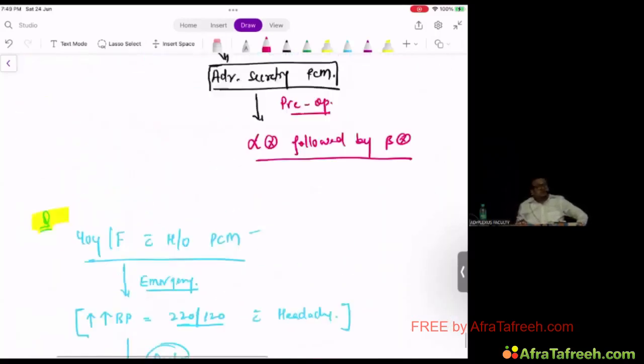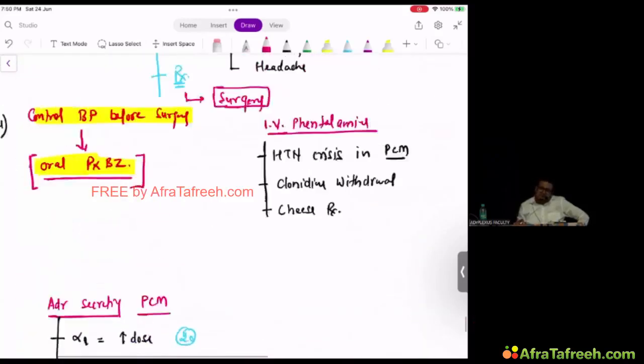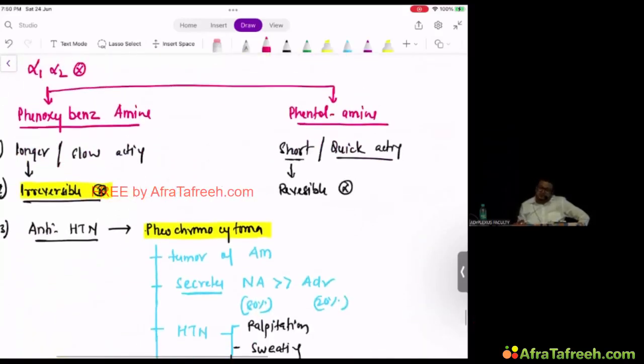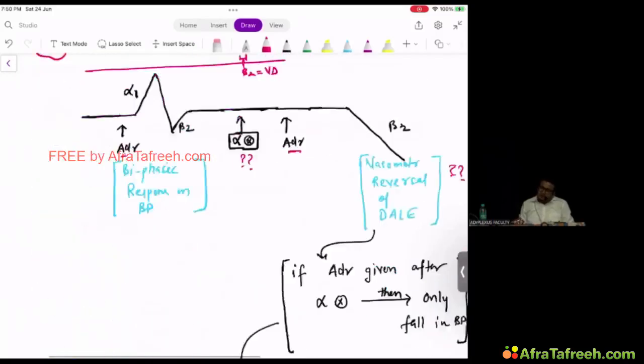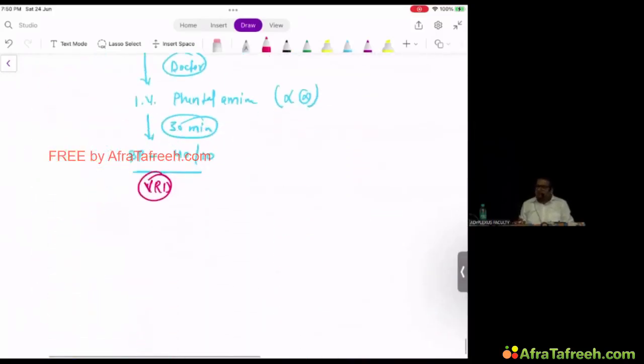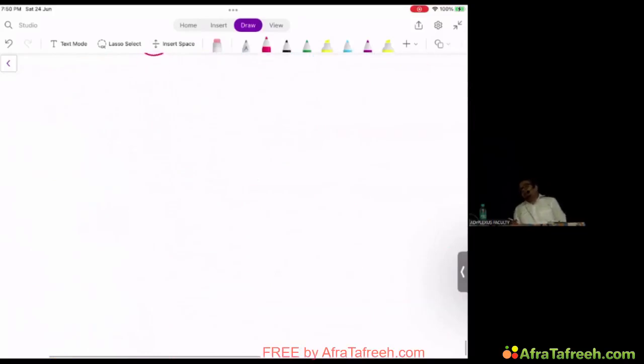So alpha blockers, non-selective. How many types of non-selective? These are the non-selective alpha blockers. How many types? 2. Phenoxybenzamine, phentolamine. Which is the main disease that you have to think about? Pheochromocytoma. Orally, long action, phenoxybenzamine. IV, short action, phentolamine. Be careful in which pheochromocytoma, because what can happen? Vasomotor reversal. What is vasomotor reversal? After giving adrenaline, only fall in BP, because you have given an alpha blocker first.